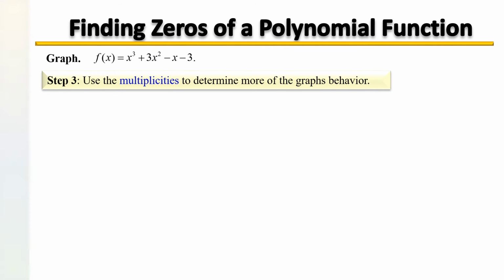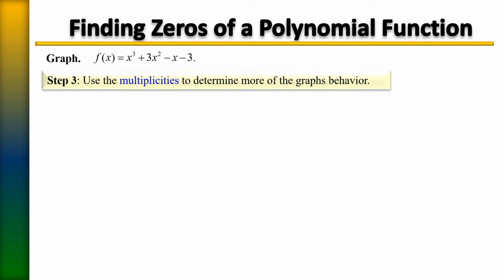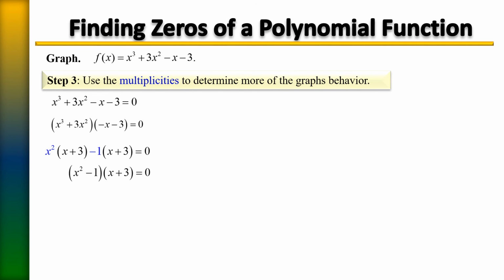We can use multiplicities to determine more of the graph's behavior. So we had already factored this particular polynomial up to this point, and actually we factored it even further, because recall we went ahead and factored that difference of squares there, x plus 1, x minus 1. So let's go ahead and put that back. In doing so, now that we have it completely in factored form, we can see that all 3 of these has a multiplicity of 1.